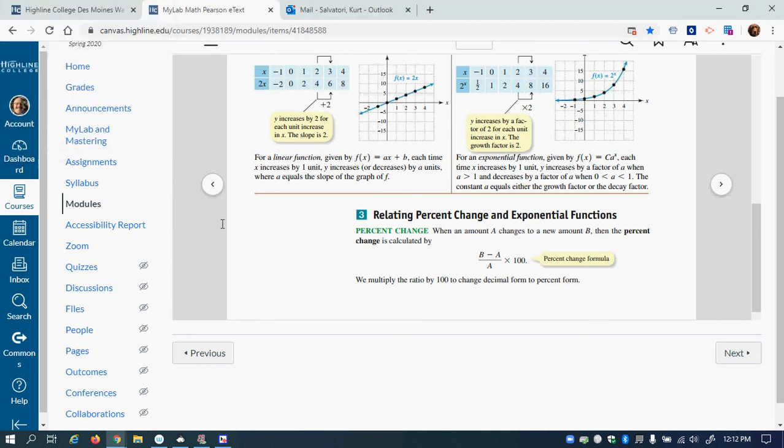Okay, so this section is 12.2 relating to percent change and exponential functions. So follow along because I think this really pertains to really reading this out loud. When the amount A changes to a new amount B, then the percent change is calculated as B minus A, all divided by A, and then you multiply it by 100 to put it into percent. So this is a percent change formula. This is the general form that we use.